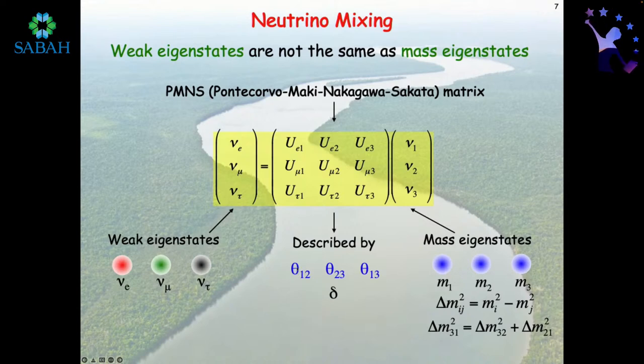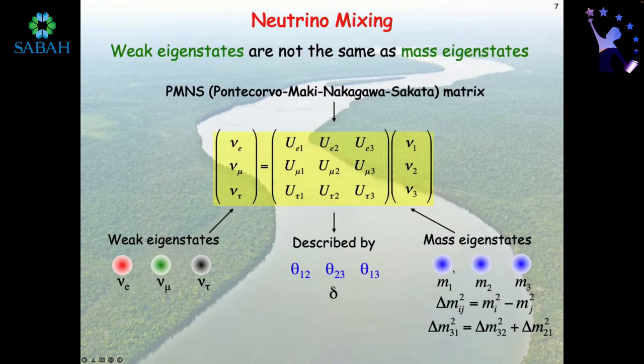Now it turns out this matrix is described by only four parameters that we call mixing angles, theta 1-2, theta 2-3, and theta 1-3, as well as a phase we call delta that tells us whether neutrino oscillation is the same as antineutrino oscillation or not. Now, among these three mass eigenvalues, at this moment, we don't know whether M3 is the smallest or the largest. So this is what we call the neutrino mass hierarchy, or sometimes the ordering of the neutrino mass. So this is one of the open problems we need to address in the future.